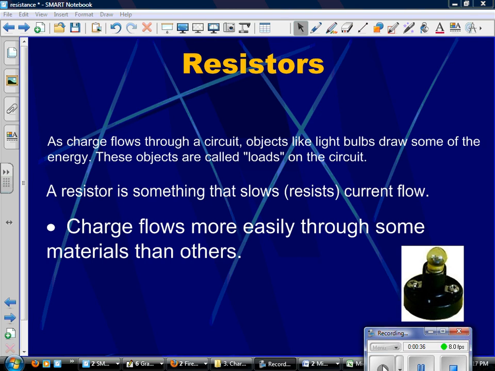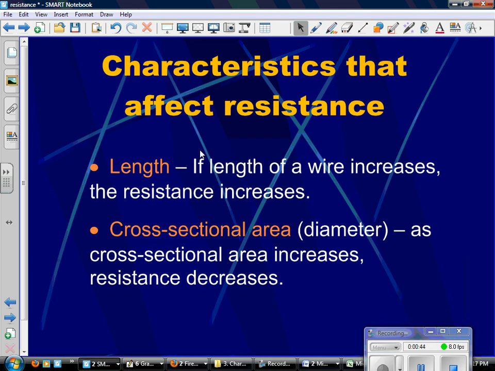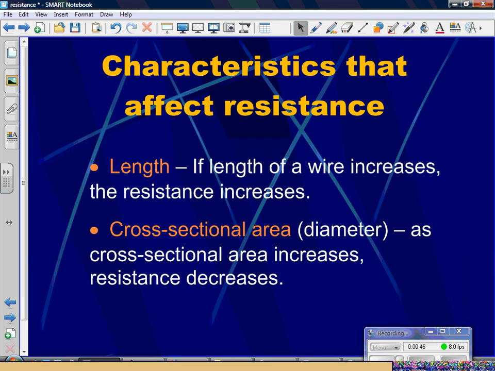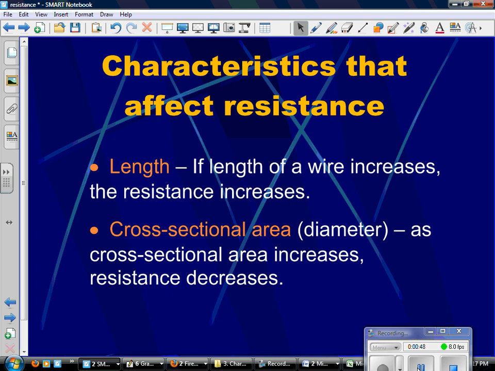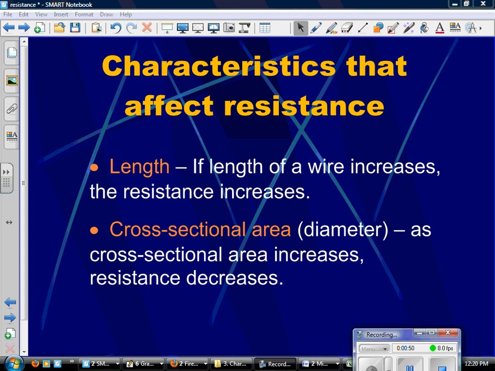Now, charge is able to move more easily through some materials than others. So that's the resistance of the wire itself. There are four characteristics that affect resistance. This is the first two. All right, so length: if the length of the wire increases, resistance increases.